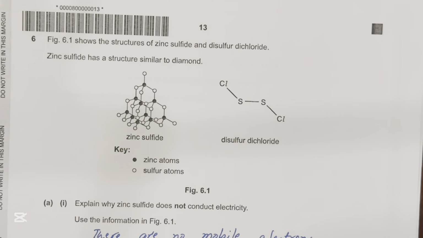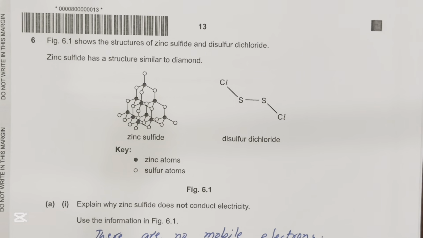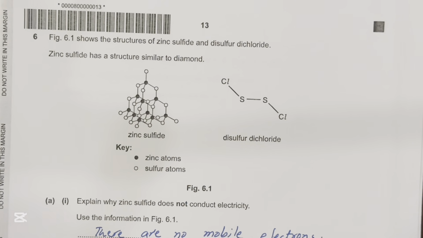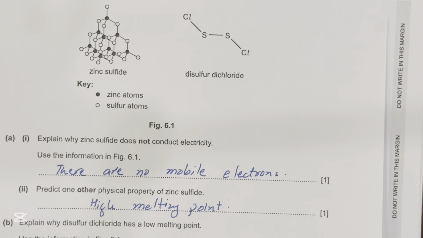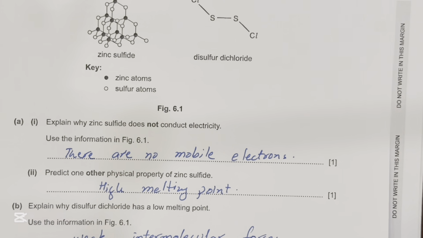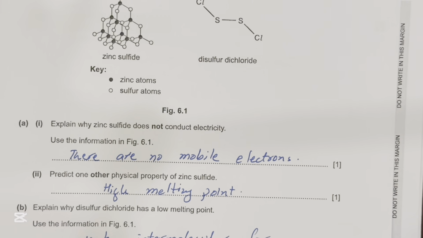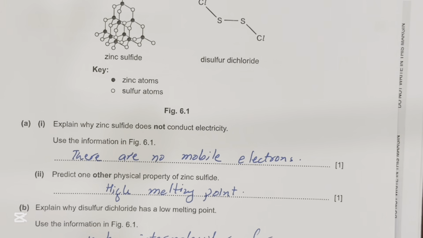Okay. Question number 6. Figure 6.1 shows the structure of zinc sulfide and disulfur dichloride. Zinc sulfide has a structure similar to diamond, with zinc atoms and sulfur atoms. Explain why zinc sulfide does not conduct electricity. Use the information in figure 6.1. It does not conduct electricity because there are no mobile electrons available. Then predict one other physical property of zinc sulfide.